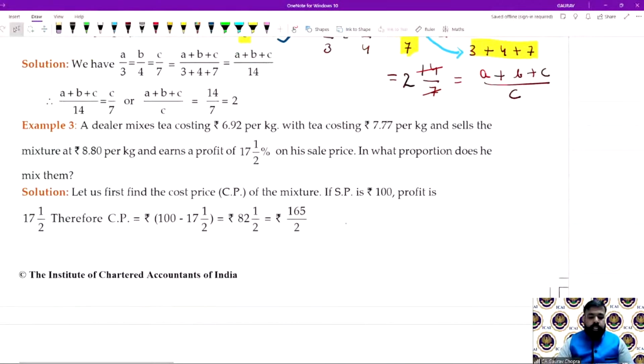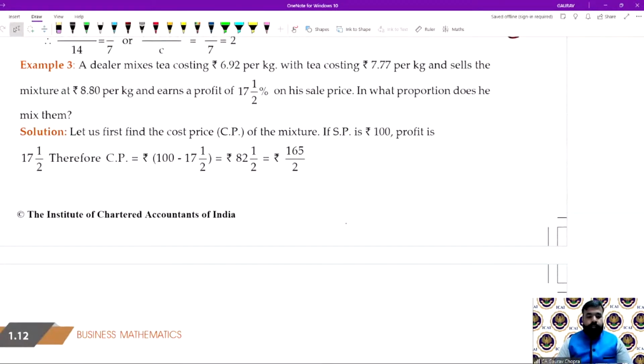Now comes example number 3. A dealer mixes tea costing rupees 6.92 per kg with tea costing rupees 7.77 per kg. That means there are two varieties of tea. The price of the first one is 6.92 and the price of the second one is 7.77.